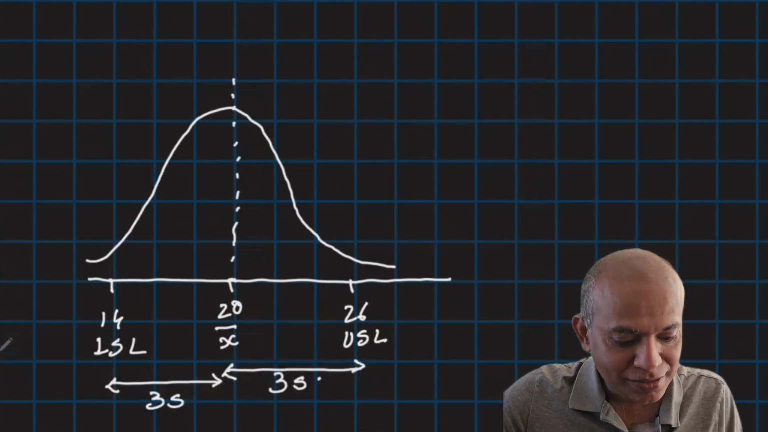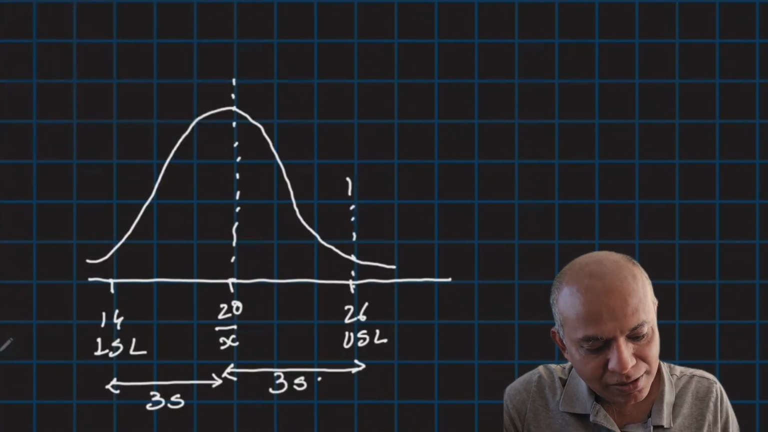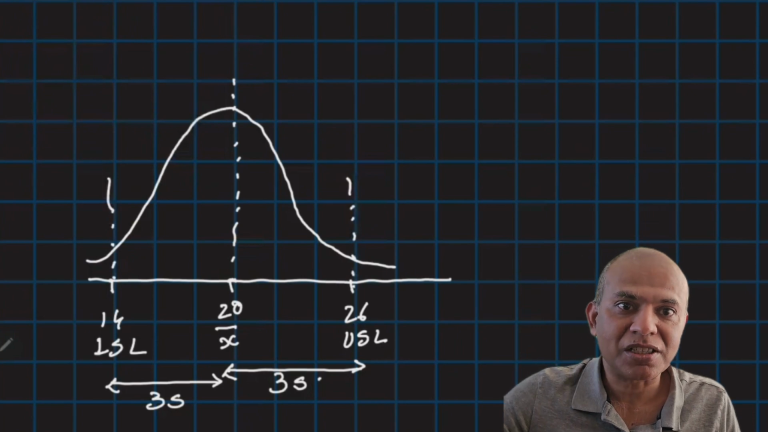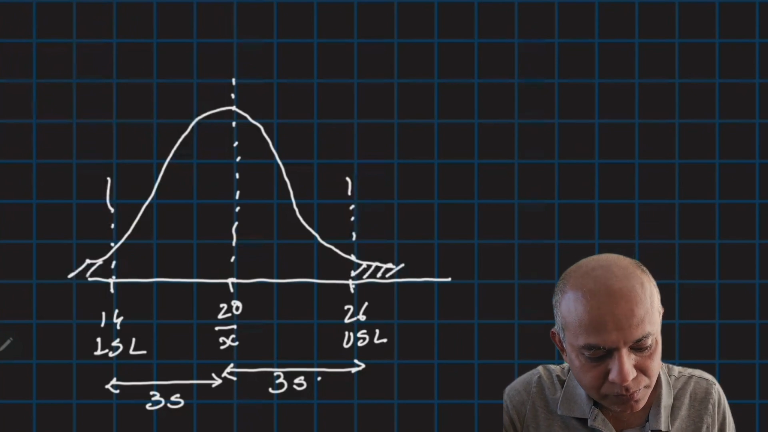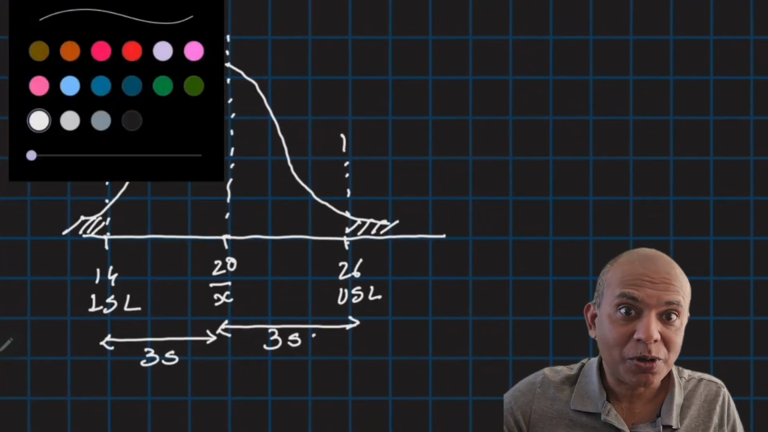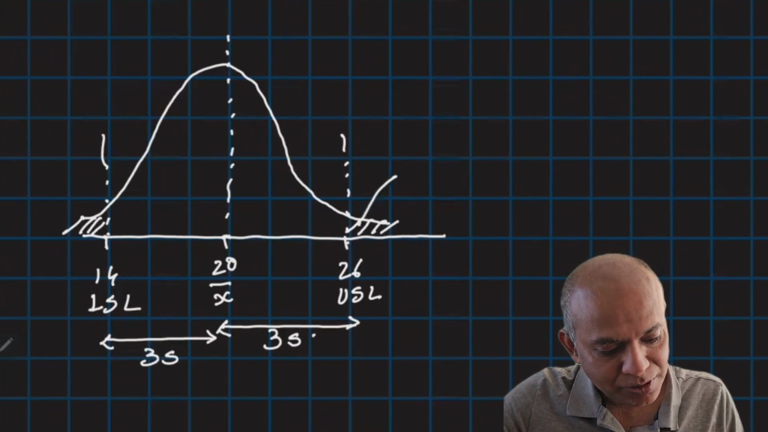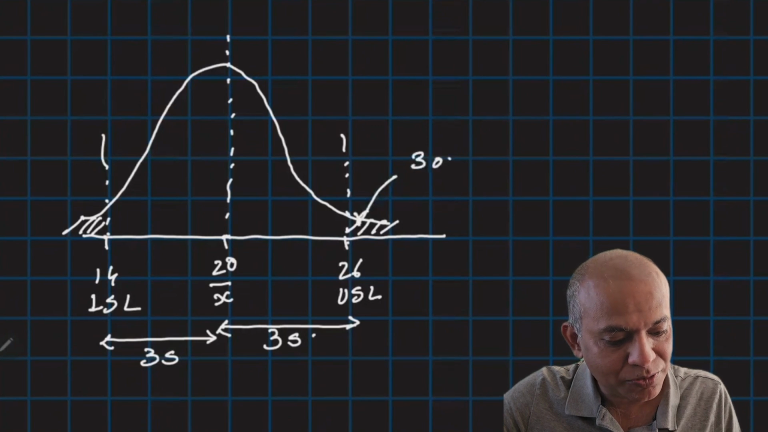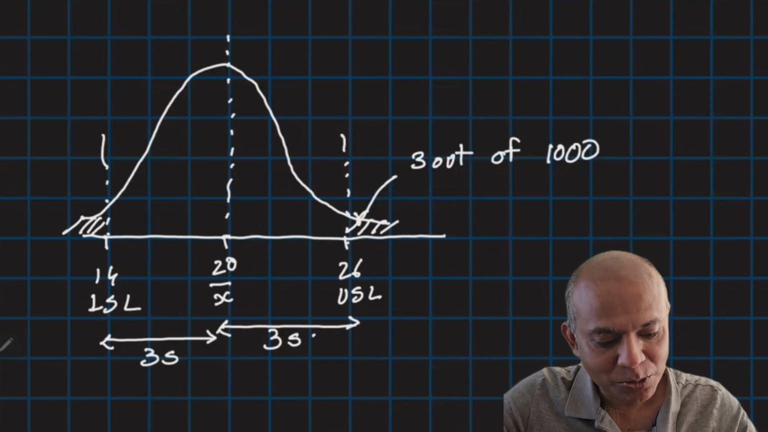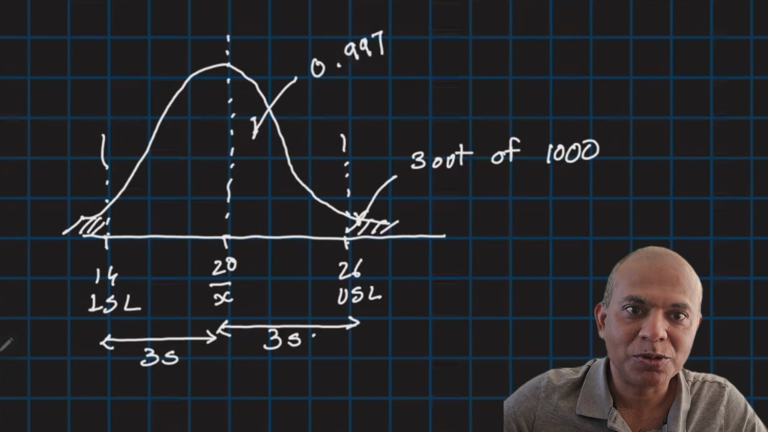Because if we do that, these will be the products which are outside our limits, which the customers will reject. In that case, only 3 out of 1,000 products will be outside these limits. Only 3 out of 1,000. Or if you look at it from normal distribution terminology, the area in this part will be 0.997. So that's the products which the customers will accept.